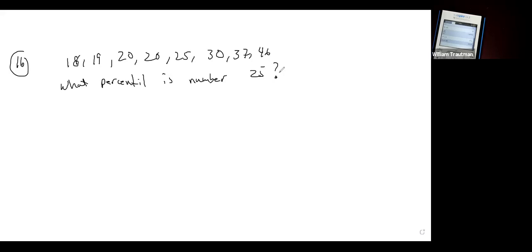Anybody want to try to type in their answer? What percentile is the number 25? And I'll circle 25. What percentile is this number? Oh, we have an answer. Okay, I see an answer. I don't know, I haven't done it yet. I'm going to do it here in a second. Oh, looks like we got two people with the same answer.